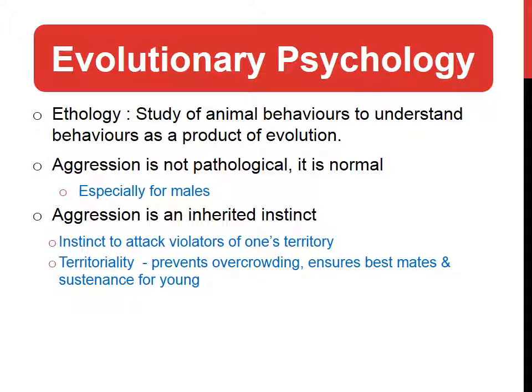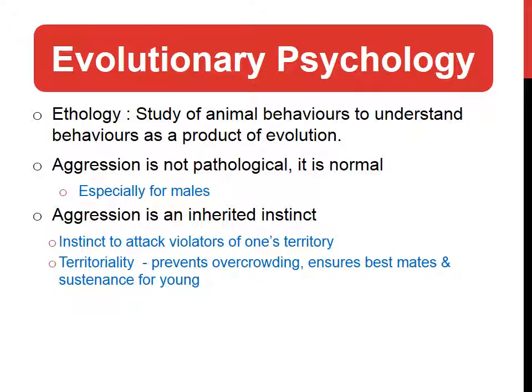Evolutionary psychology is another branch of psychology that attempts to understand aggressive and violent behaviors. Evolutionary psychologists use a method called ethology, that is, the scientific and objective study of animal behavior, usually with a focus on behavior under natural conditions, to understand behaviors as a product of evolution. These behaviors are usually seen as an adaptive trait to help a particular species continue. This branch of psychology suggests that aggression is actually not pathological in nature, but instead it is normal behavior, especially for males, as it allows them to protect their territory and defend what is important to them.